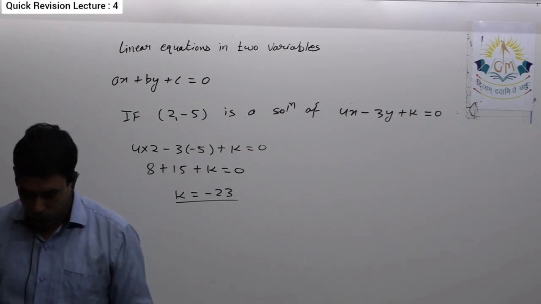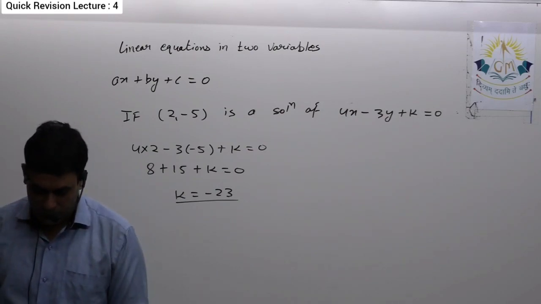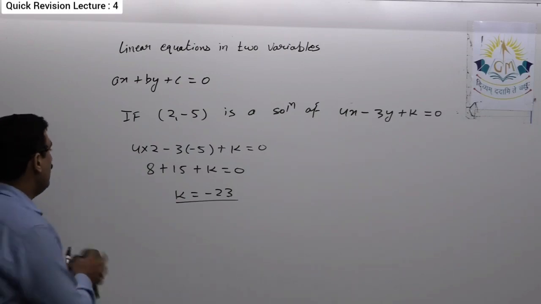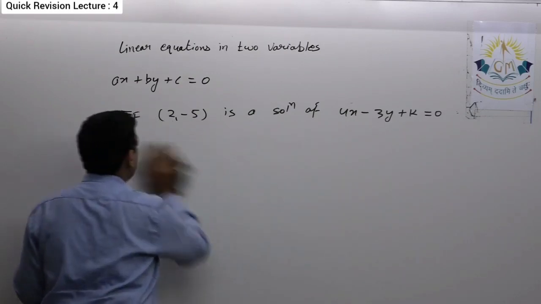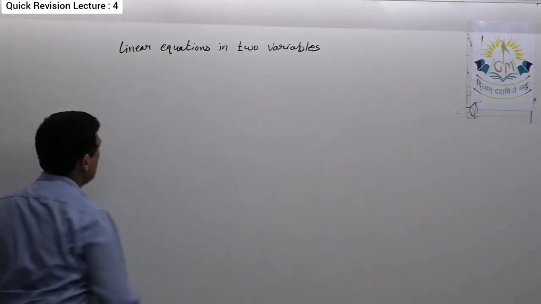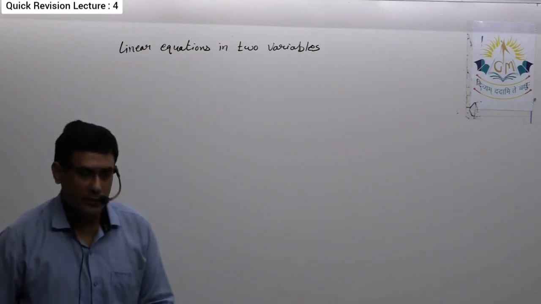Okay, so how to find the solution, and if a solution is given, how to get the values of unknowns. So these are the two types of questions generally asked in this chapter. Now next, there are some questions that might be related to the graph.